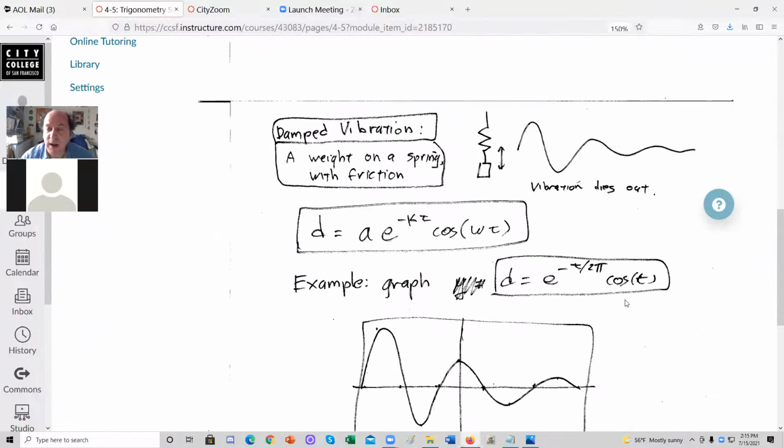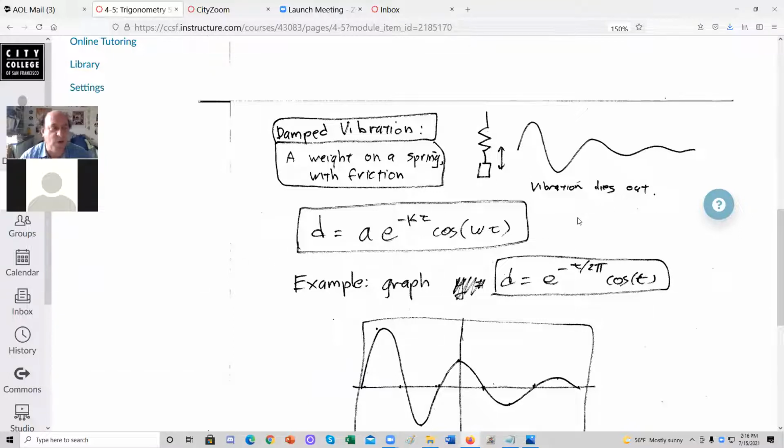All right. Now, realistically, there's going to be some friction on the wave. So it starts wobbling, but with this friction, the wave dies out. So this is called a damped vibration. So what happens is you get a cosine omega t, or a sine omega t, but there's also a factor e to the minus kt, a decaying exponential.